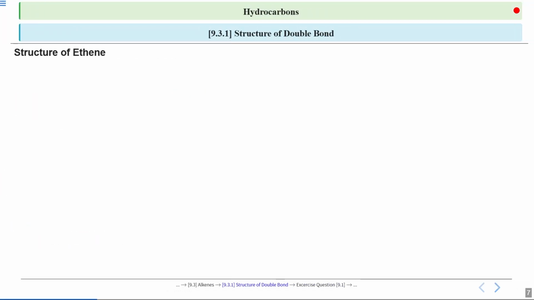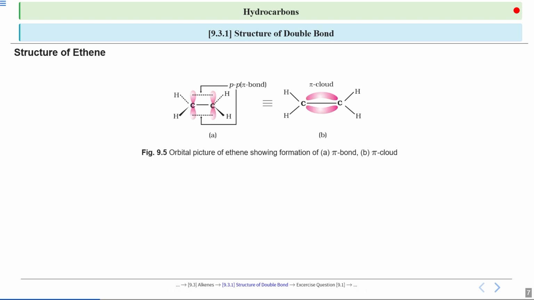Now next, continuing to learn more about the structure of ethene. Here we have an image illustrating the orbital picture of ethene. Notice how the diagram shows the formation of the pi bond and the pi cloud. Now this visual is crucial because it helps us see how the electrons are distributed in the molecule, which affects the reactivity and properties.